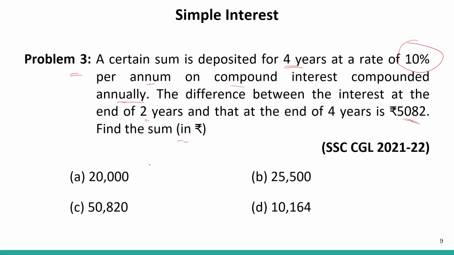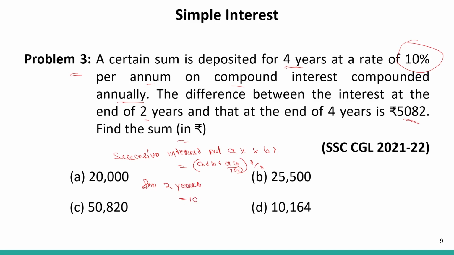We know that the successive interest rate of A percent and B percent is equal to A plus B plus AB by 100, this much percent. So the successive interest rate for 10, that is compounded annually, will be for 2 years.